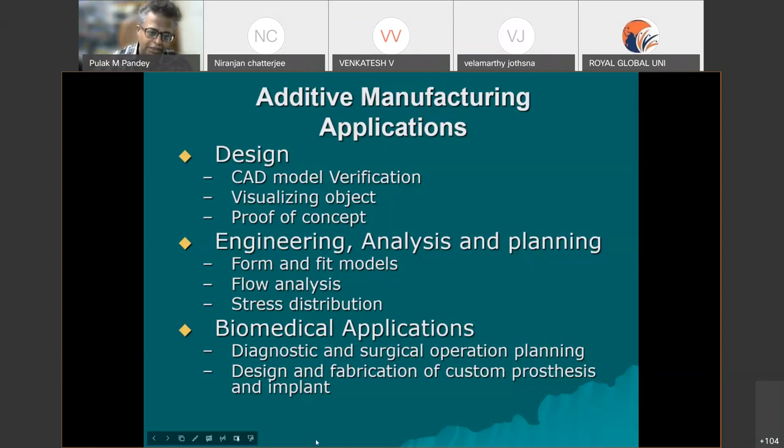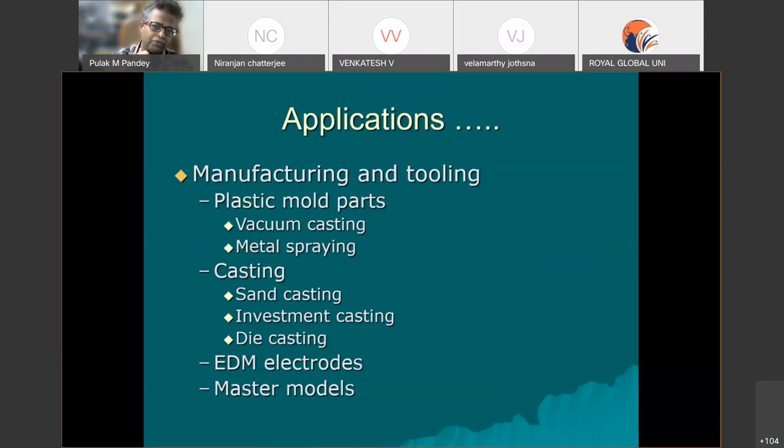And of course, the biomedical application, which has been the focus of this FDP, is about surgical operation planning and the design and fabrication of custom prostheses and implants. Then in manufacturing and tooling, there are a variety of applications, which include making molds using additive manufacturing technology, and developing casting solutions for sand casting or investment casting. Investment casting is very well practiced nowadays: the industries which cast gold, the whole modern gold jewelry industry, make their designs using additive manufacturing or 3D printing, then create an investment mold out of that and pour the gold so that they are able to get the different designs.